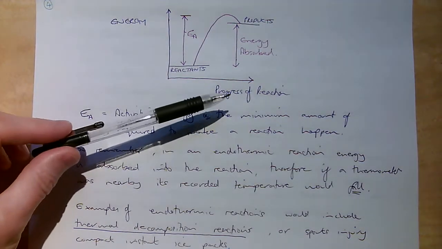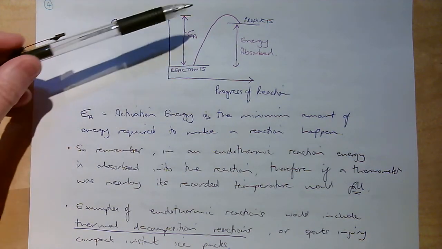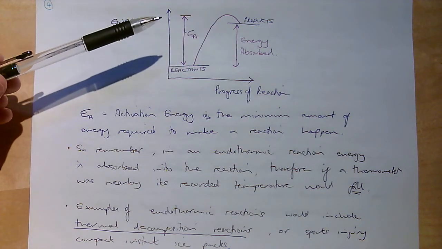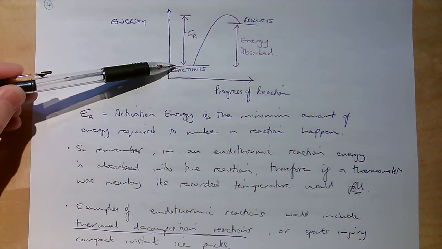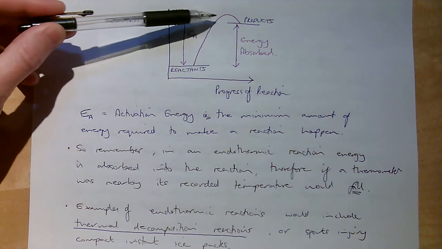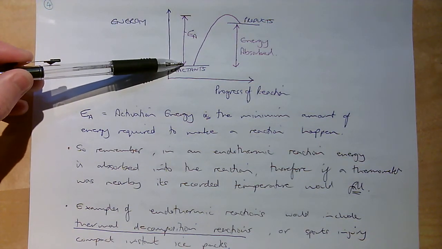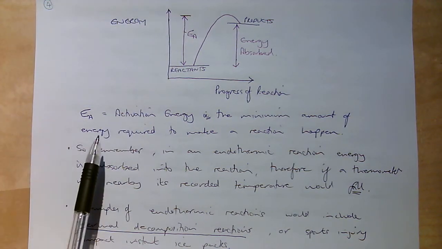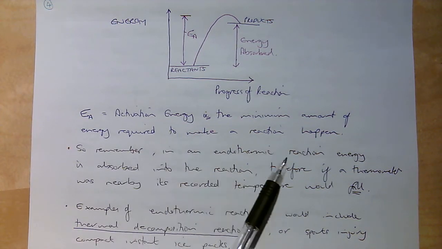Now let's look at the energy level diagram for this. Here we have energy and progress of the reaction. My reactants have this much energy and my products now have more energy than my reactants. This time it's really important to understand where the activation energy is. The distance goes from the reactants all the way to the top of the curve. Activation energy is the minimum amount of energy required to make a reaction happen.